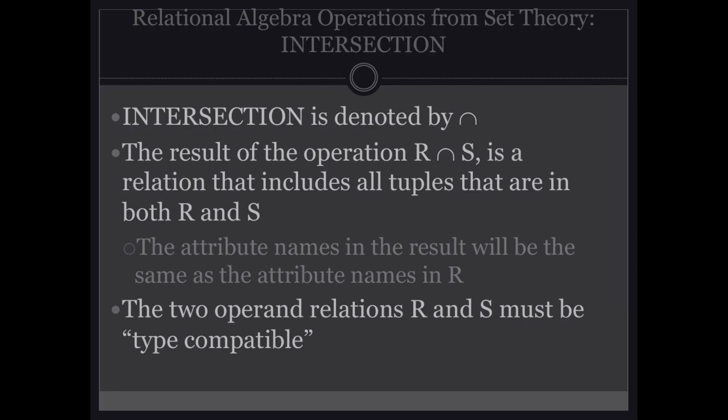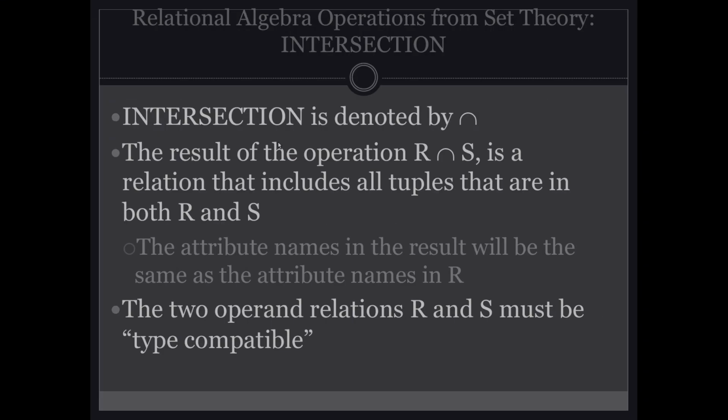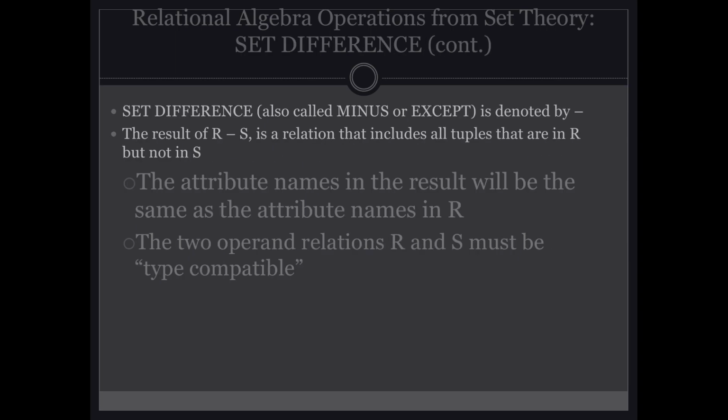The intersection is denoted this way, as you know, and it includes all the elements that are in both sets, okay? So if this is R and this is S, then this part in the middle is the intersection of R and S, okay? And again, you have this type compatibility issue, in which they need to have the same number of attributes and the domains of each corresponding attribute, so A1, B1, A2, B2, and so on, must be the same for each pair of attributes.